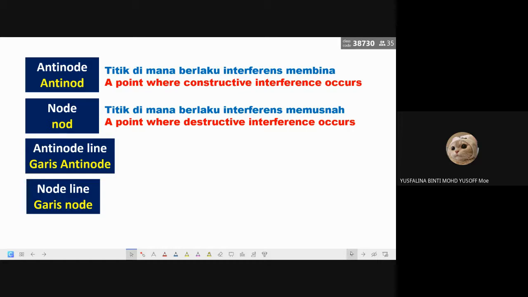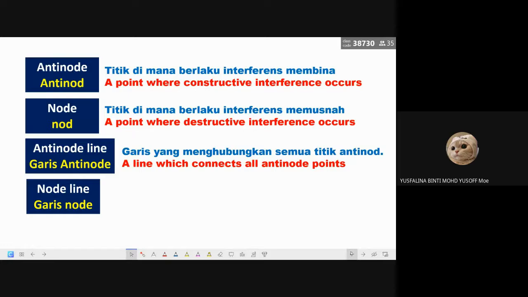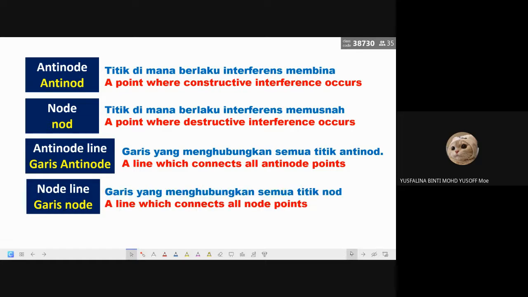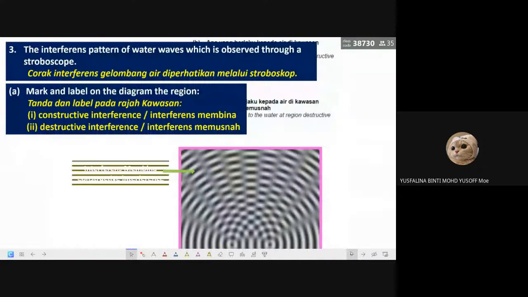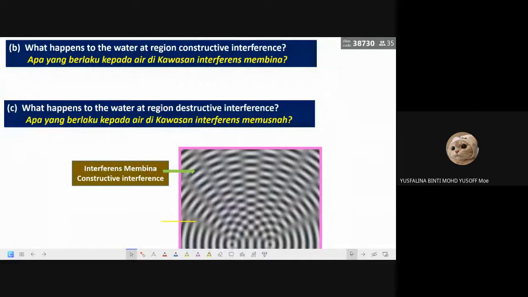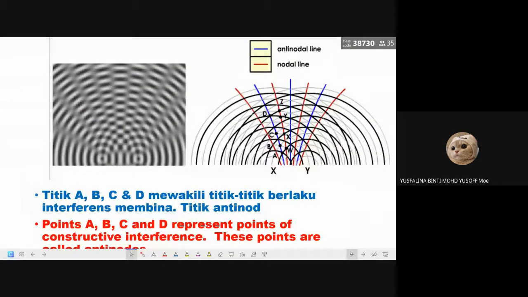Then how about the anti-node line? The anti-node line is where you connect all the points where constructive interference occurs. You connect all the points and it becomes one line. That line we call the anti-node line. Later I will show you how. And another one is the node line. The node line is a line which connects all the node points, meaning all the destructive interference. You connect all the points and it becomes one line. That line we call the node line. I will explain it in a moment. That's a diagram actually. Okay, like this.